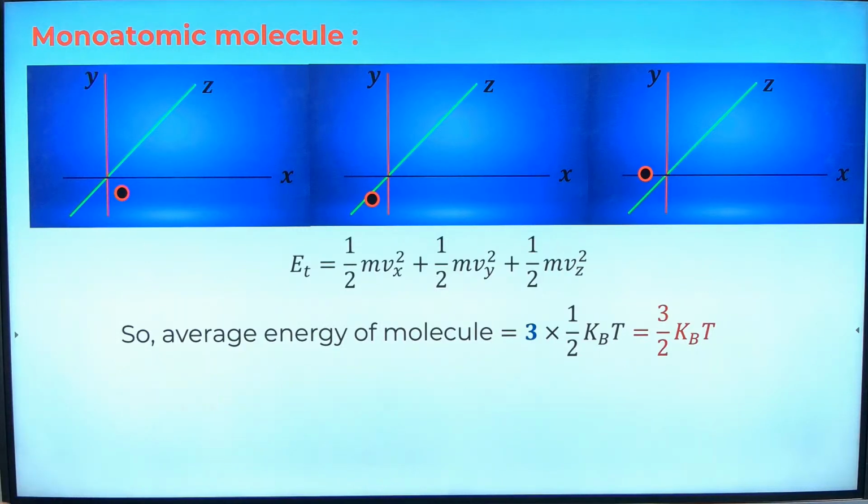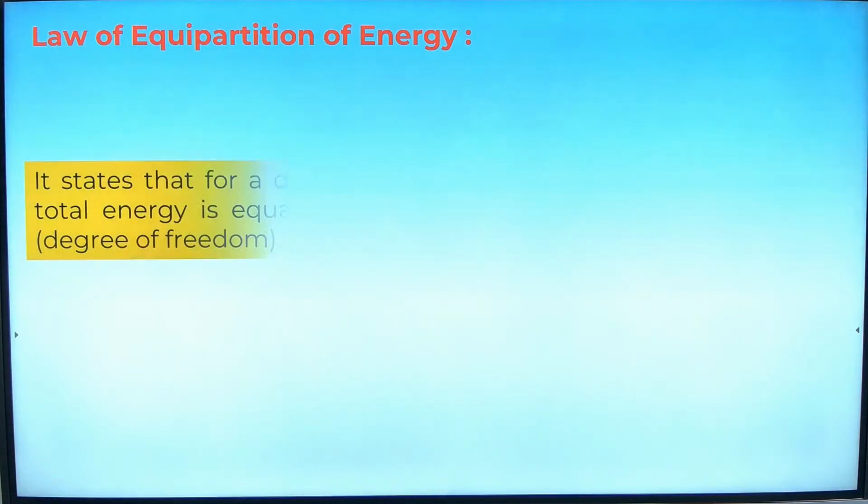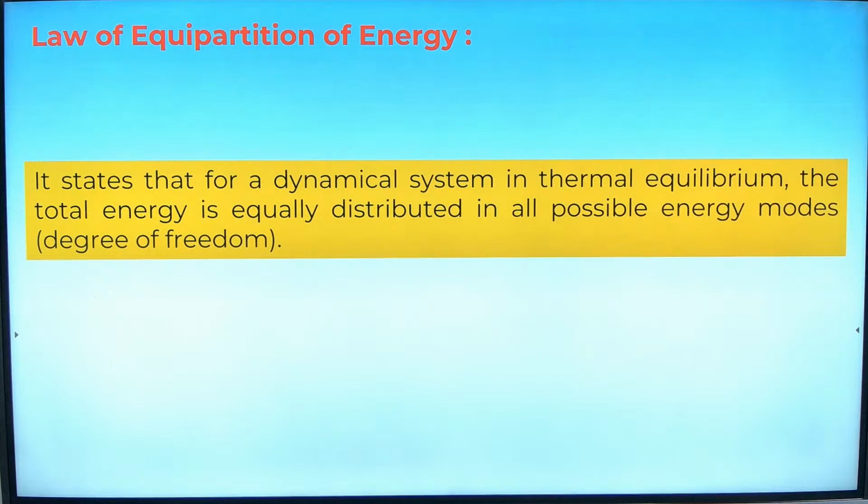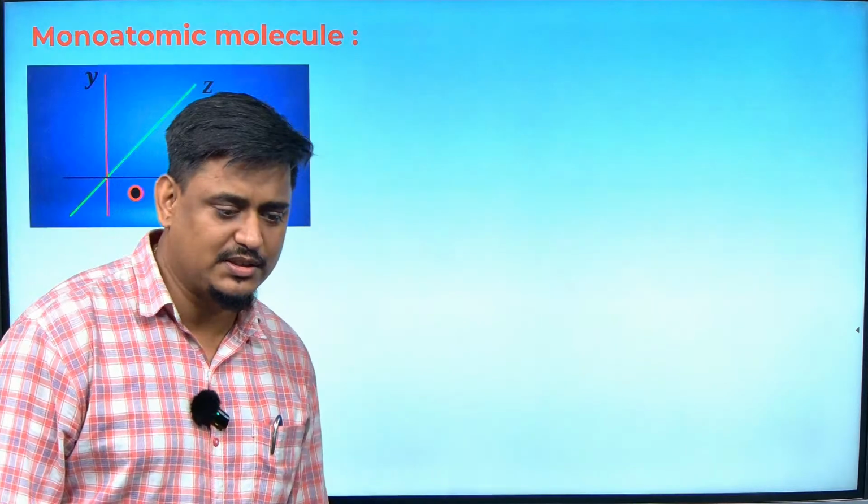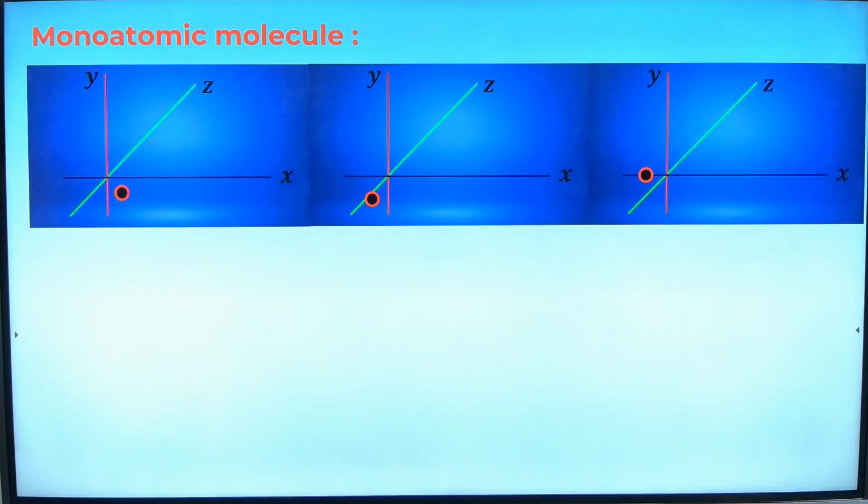We have not written the timer. Make it fast, please. Equally distributed in all possible energy modes, in bracket degree of freedom.